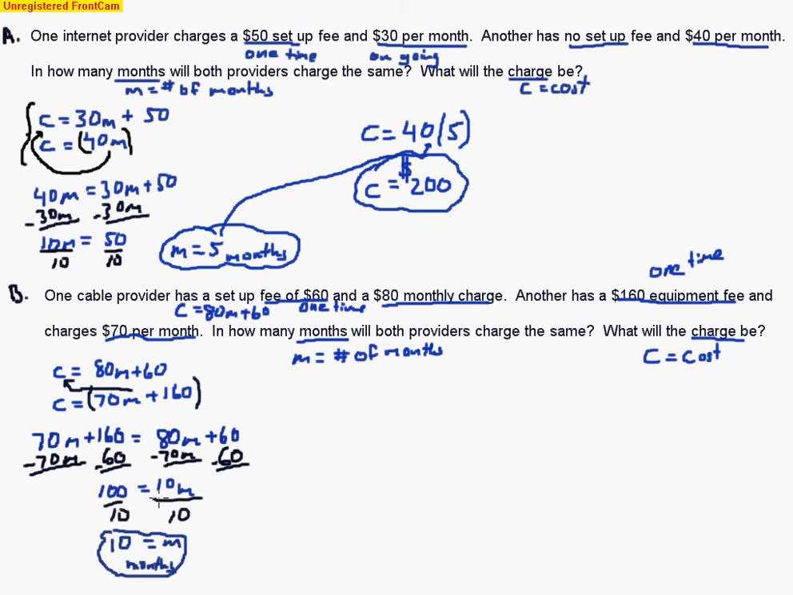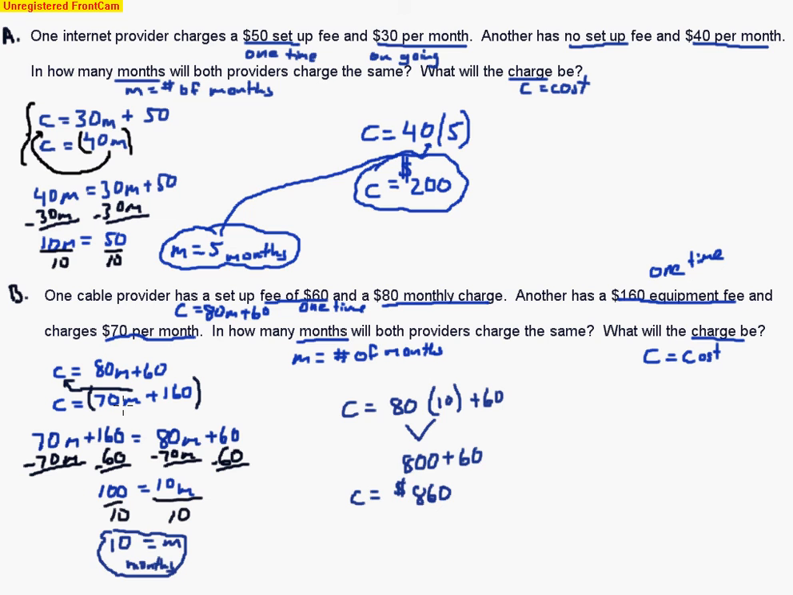Well, we just take that 10 and we put it in for M. It doesn't matter which M you put it into, whichever one's easiest. So C equals 80. I'm going to use the top one, but in place of M, I'm putting 10, and then plus 60. So we go ahead and do this work. 80 times 10 gives me 800, plus 60 gives me $860. So $860 is the amount they'll charge when they have charged the same.